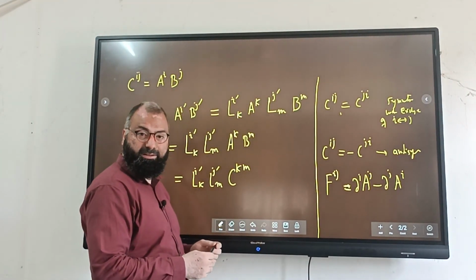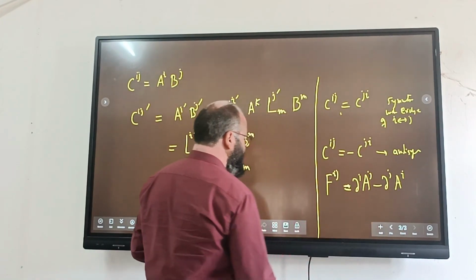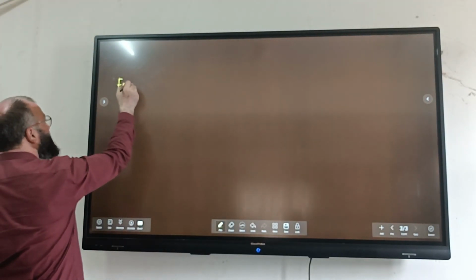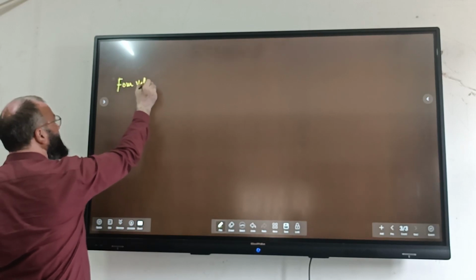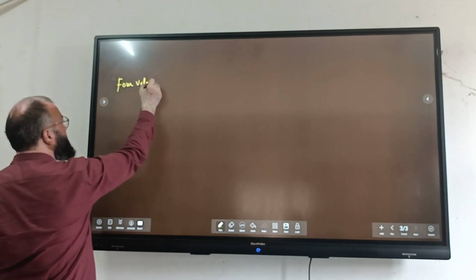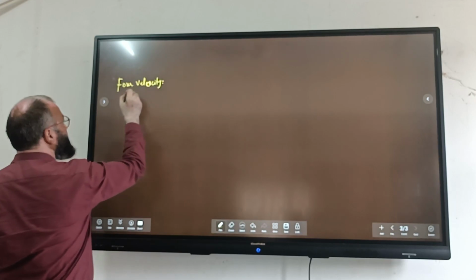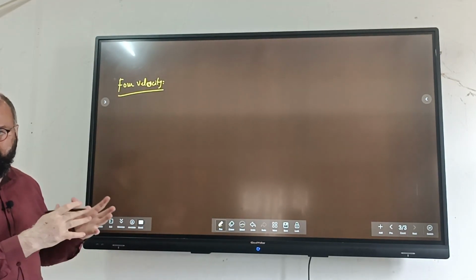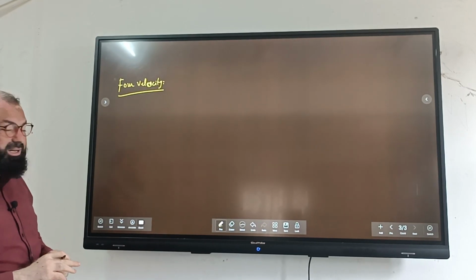Here it is. Okay, so now let's go to our 4 velocity. Again, 4 velocity. Okay, so how do I define the 4 velocity? Now let's look at it. Try to figure out the components.